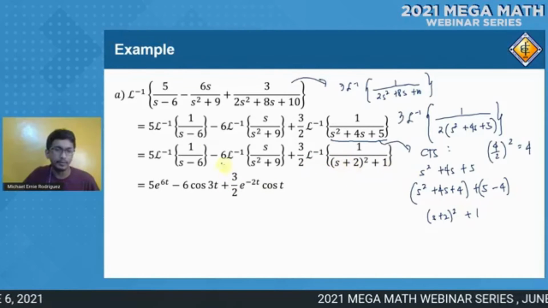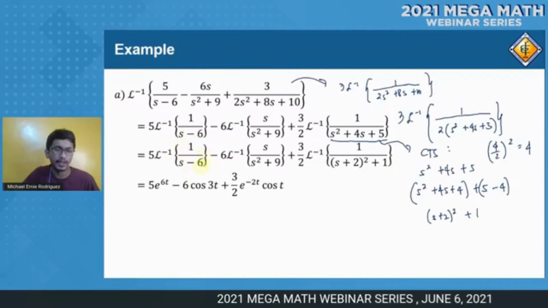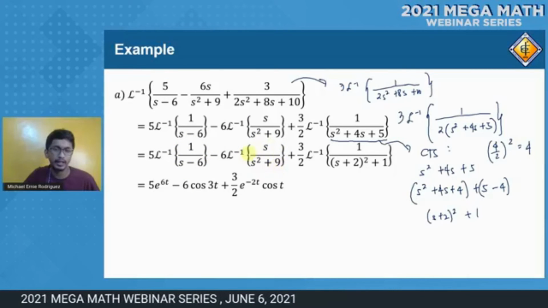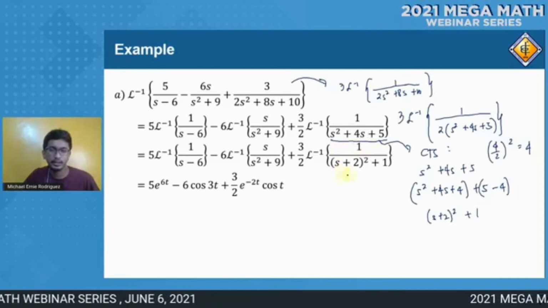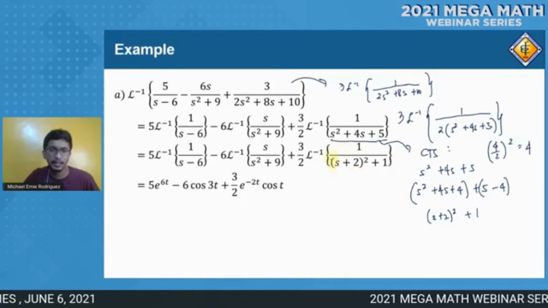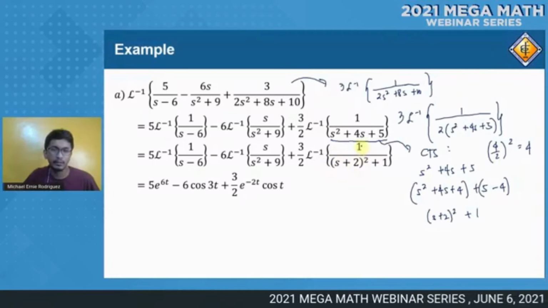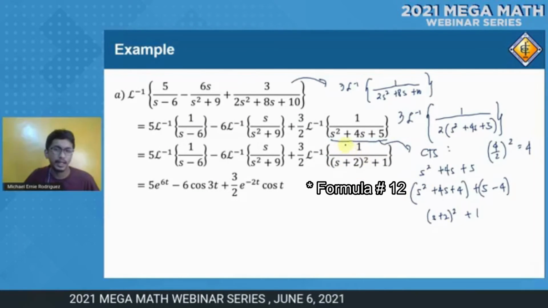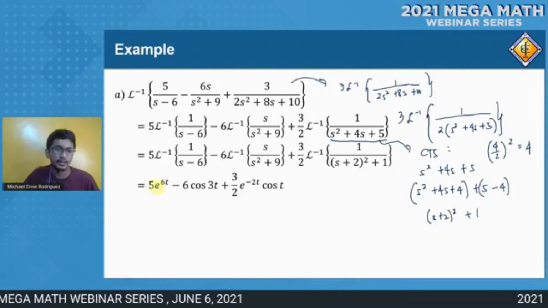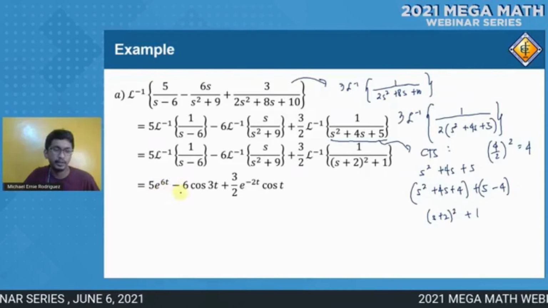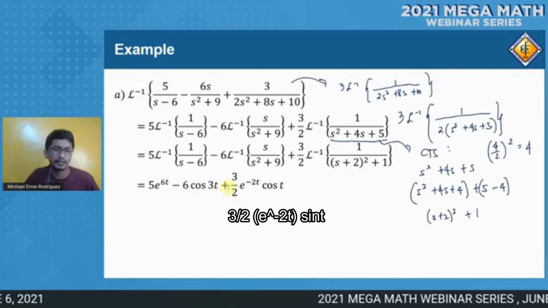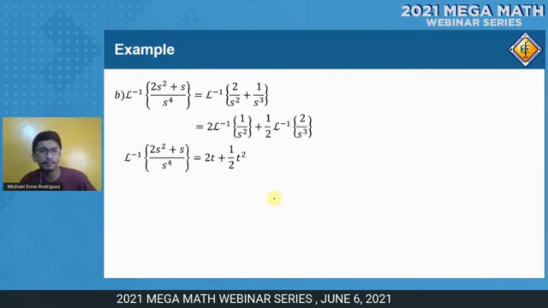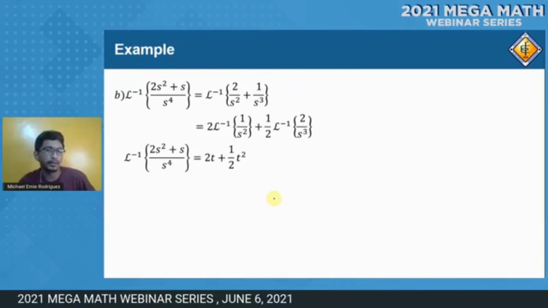And then, itong 1 over s minus 6, formula number 5. Ito is formula number 7. And this is formula number, may s plus 2 eh. So, this is formula number 11. Okay, so apply natin yon. So, our answer is 5 e raised to 6t minus 6 cosine 3t plus 3 halves e raised to negative 2t cosine t. And then there is another example.